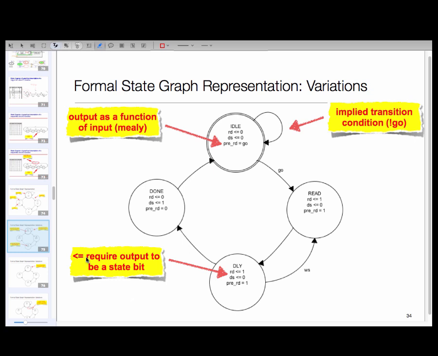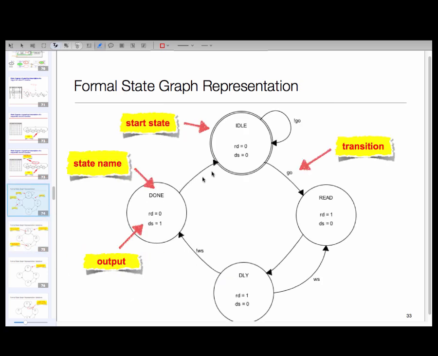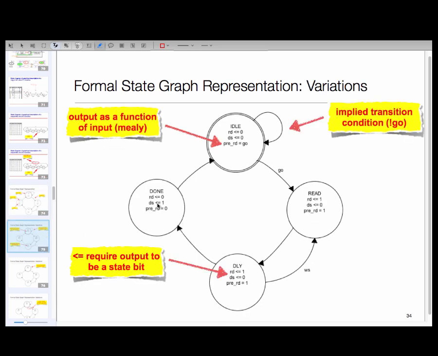Third one, if you look previously, everything here was equal: RD equals 0, DS equal 1, and so forth. But if you look out here, some of these outputs have a less than or equal to sign. And what this means is, it is telling the system that I want RD and DS to be actually bits in my state register, so that they come directly from the state, as opposed to potentially through combinational logic.